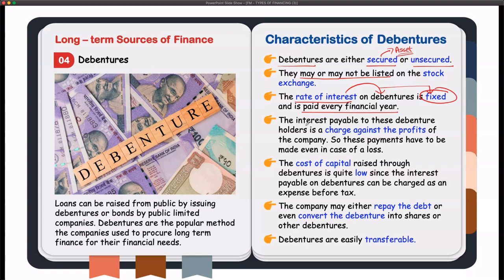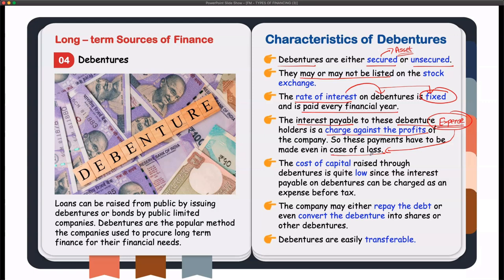The interest payable against these debentures is a charge against profits because it is an expense, so it will be written on the expense side of the profit and loss statement. That also helps the company because the expense will reduce taxes as well. A very critical point is that when we say charge or expense, it has to be paid even when there is a loss. If a company is making a loss, they cannot take advantage of it by saying that we are suffering loss, we cannot pay interest. No, it has to be paid.